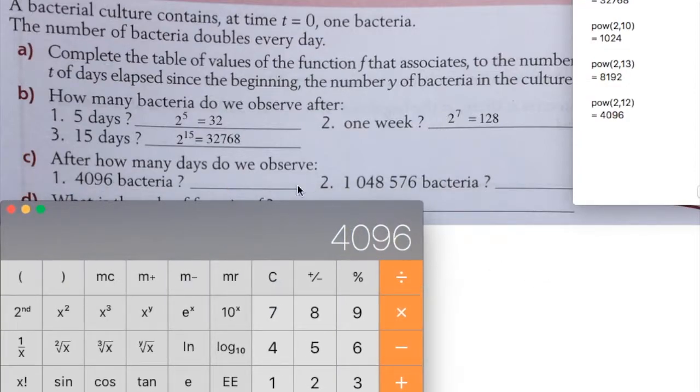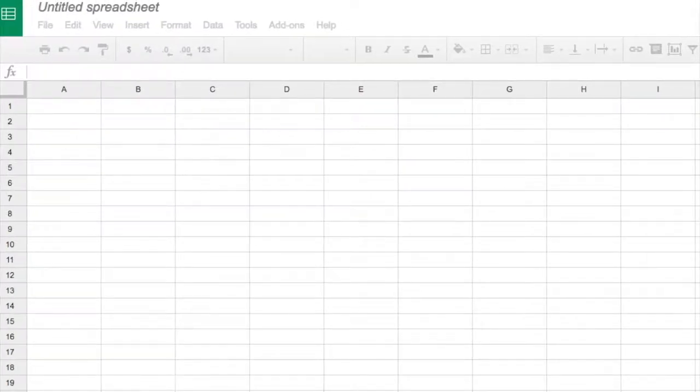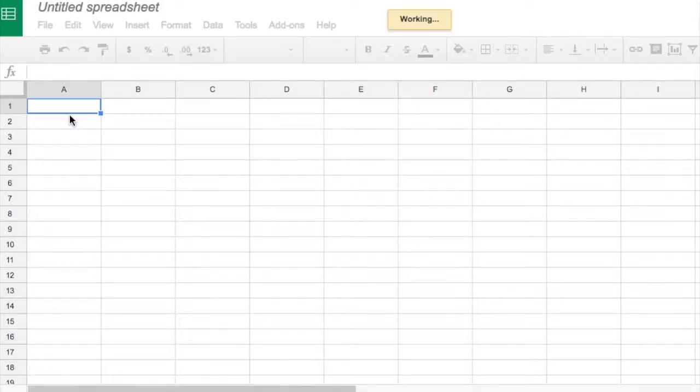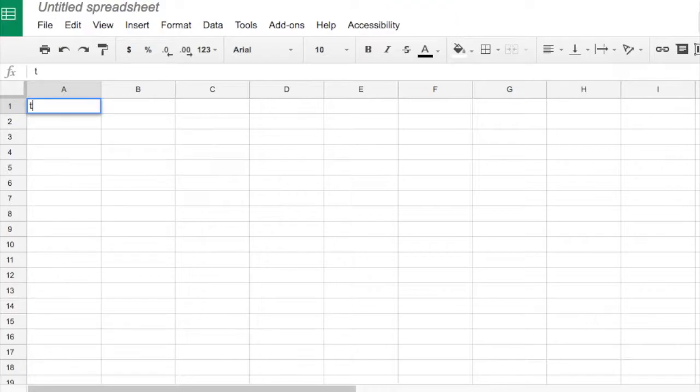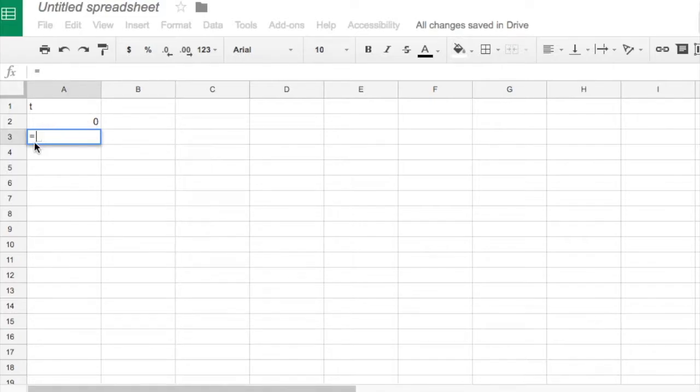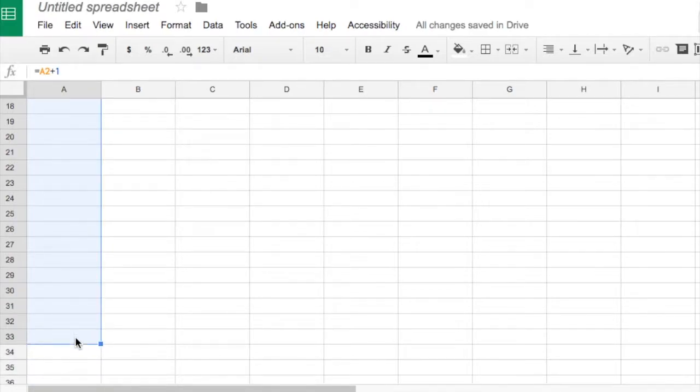We could trial and error it like that, or we could use a little spreadsheet. I'm in a little Google Sheet, and this is my t, my time. At time 0, and we're going up by days. So this is time in days, and in cell A3, I'm going to write equals, click on the cell above it, A2, and add 1. Which seems like a long way to go to get to 1, but watch what I can do. I can just highlight this and fill it down with Command D, and look, it fills it all down. It does that calculation of adding 1 to the one above it over and over again.